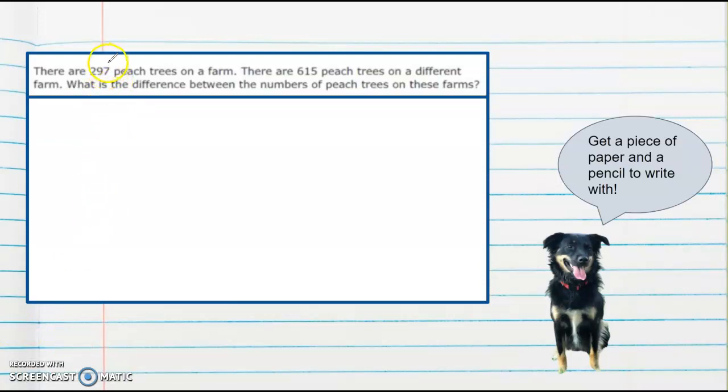Okay, so first we're going to circle our numbers and our labels. So we have 297 peach trees. We also have 615 peach trees. Okay. Now we want to underline the question. What is the difference between the number of peach trees on these farms?